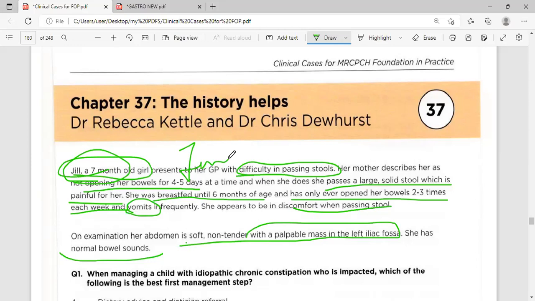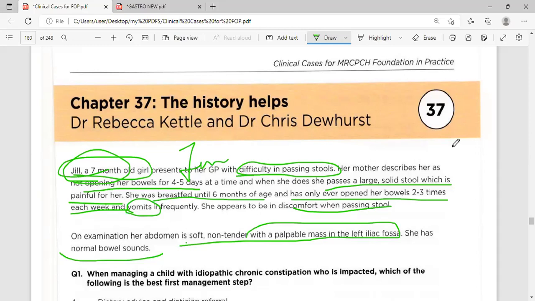Okay. It could be constipation, just a case of simple constipation. Why are you calling it Hirschsprung disease? To know that it is a case of Hirschsprung disease, what important history must you know? When the baby passes the first stool. Delayed passage of meconium, more than 48 hours. Yes, there should be a history of delayed passage of meconium. This baby is not saying anything like that.